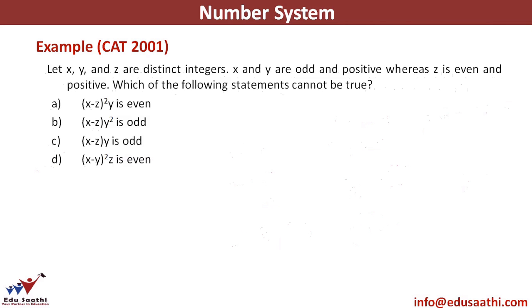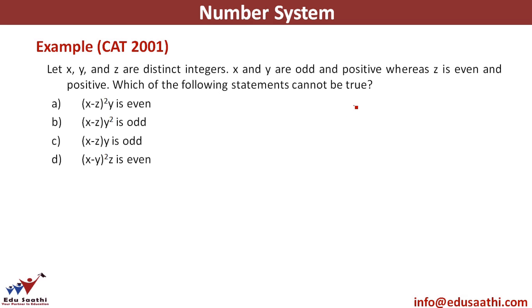Let's look at another example. This was a question that came in CAT 2001. Let x, y and z be distinct integers, so that means x, y and z cannot be the same. x and y are odd and positive while z is even and positive. Whenever you have a question of this type and you have to tell which of the following statements cannot be true, cannot means that statement has to be false under each and every situation given to you. It cannot be true even under one situation. So let's look at how we'll proceed with the question.